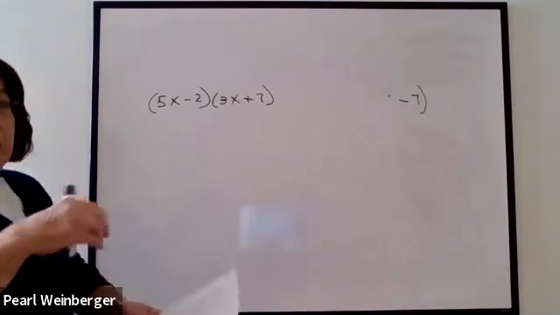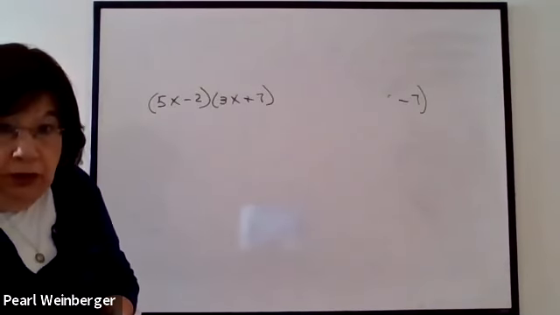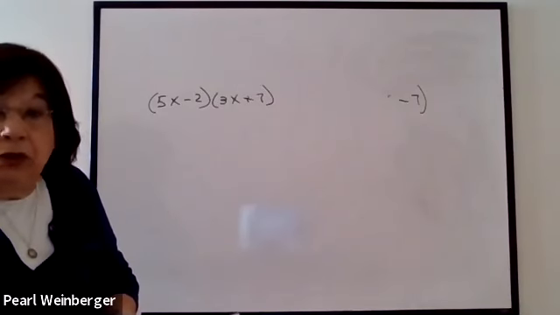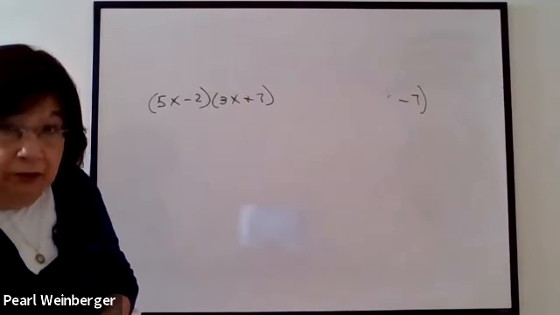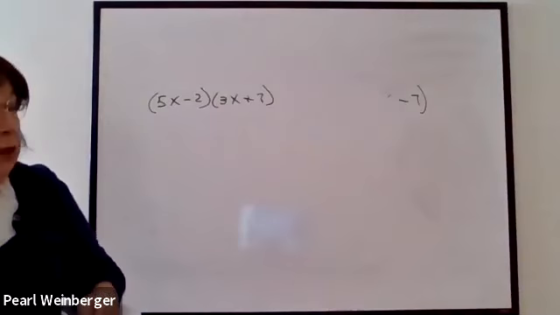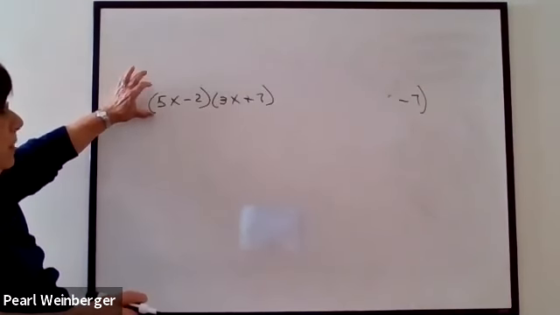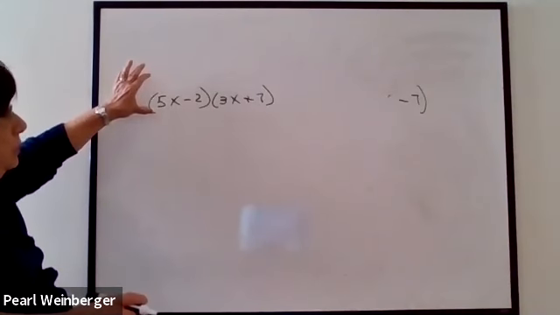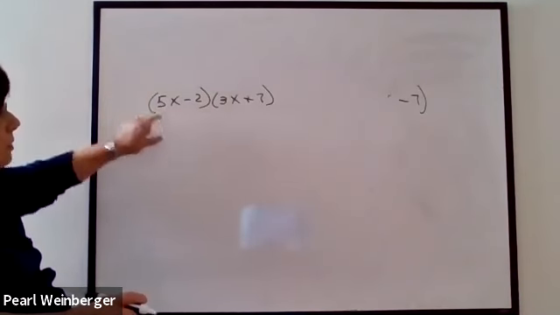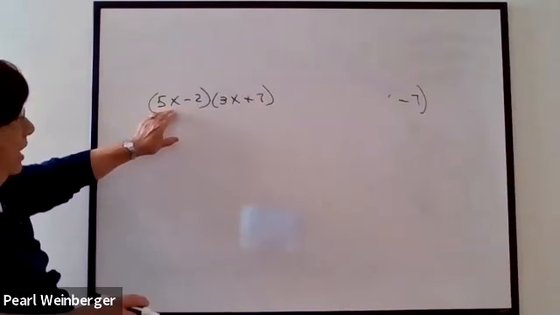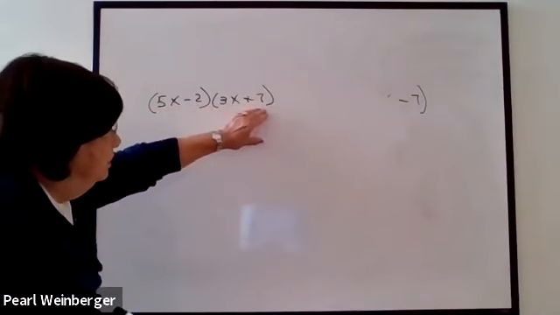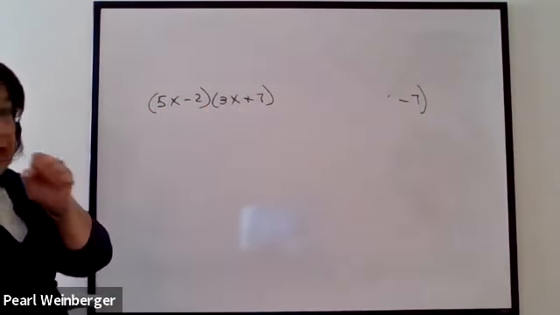I'm first going to give you the general rule, and then I'm going to talk about something that's called FOIL. What we're going to do is basically use the distributive property twice. We're first going to take the 5x and multiply everything in the second parentheses by 5x.